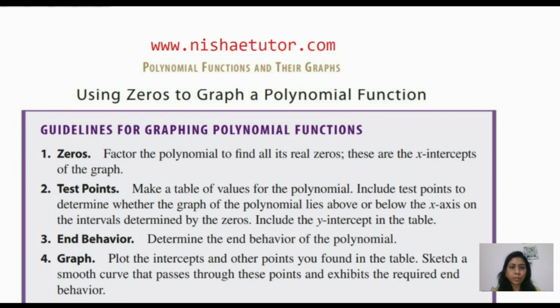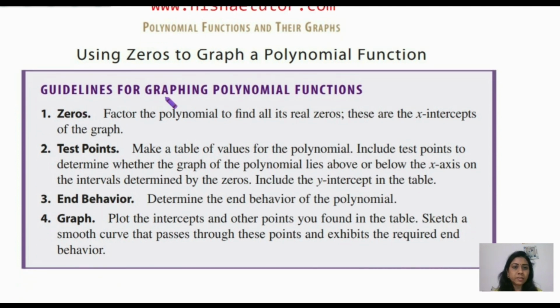In this series we are learning polynomial functions and their graphs, and using zeros to graph a polynomial function. We already did one question and you are familiar with these guidelines for graphing polynomial functions. If given any function, first you have to factorize, then find the zeros, which are called the x-intercepts of the graph. After finding the zeros, you can choose test points between successive zeros, and then you can use the intermediate value theorem, and you can easily observe whether the graph is above or below the x-axis.